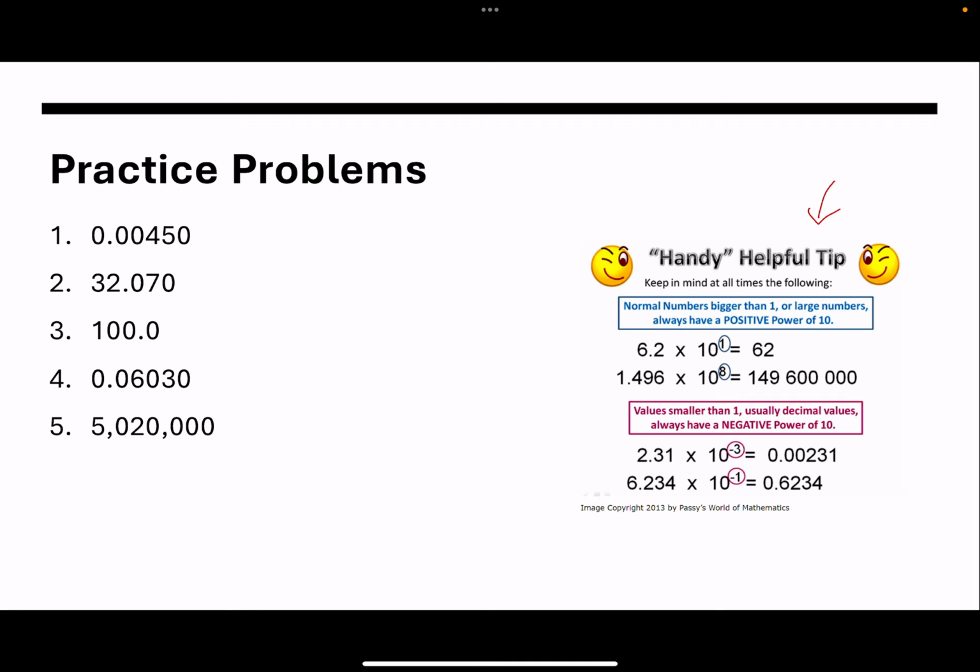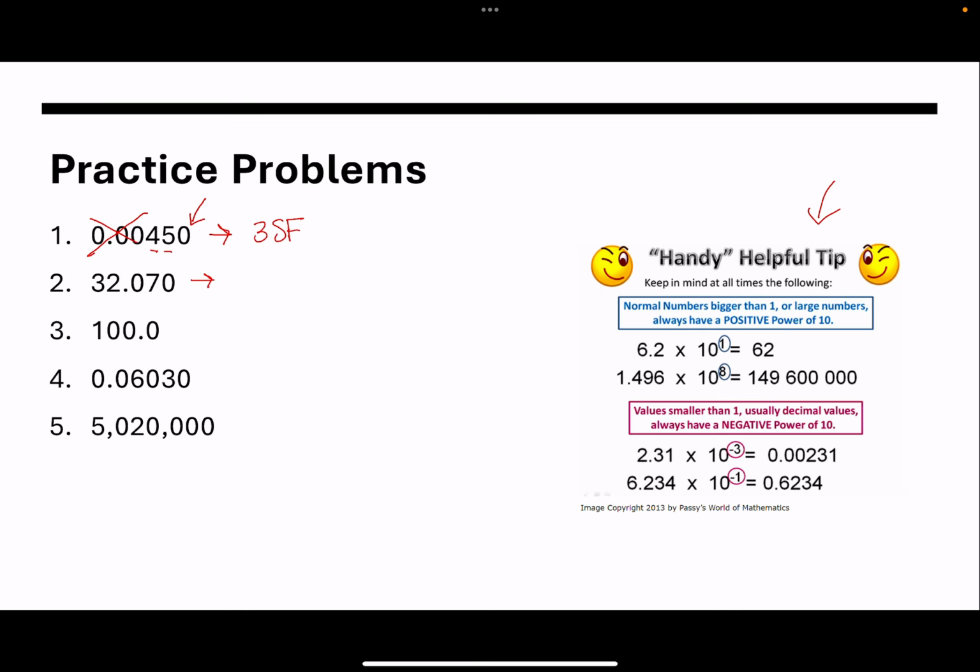Okay, hopefully you paused the video and worked on some of these. So let's look at this first one. This first one is going to have three significant figures, and that is because these first three are not significant. The 4 and the 5 are non-zero numbers, so they are significant. And this 0 is behind a decimal point and behind non-zero numbers, so it is significant.